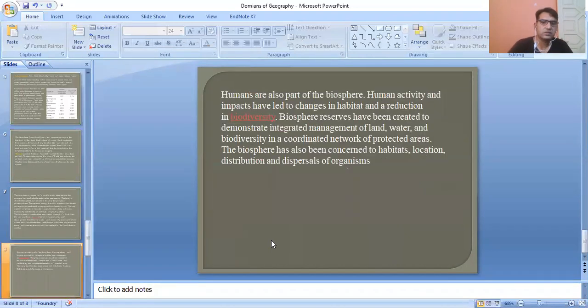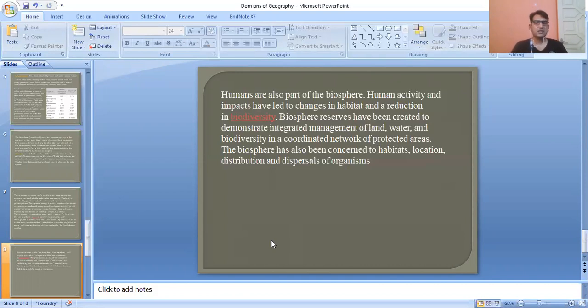And so again, humans are also part of the biosphere. We human beings are also part of the biosphere, because we are living and interacting with others. Human activity and impacts have led to change in habitat and reduction in biodiversity. So what we are doing on the earth has been changing the environment, the ecosystem, and our habitats, the places where we are living. The biodiversity is also being reduced, limited, and degraded, where we all have to live in a peaceful environment.